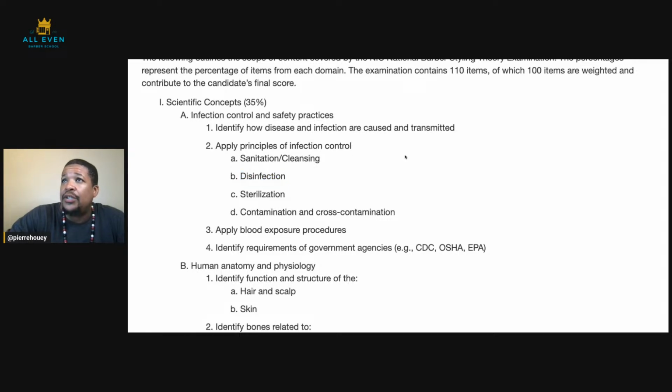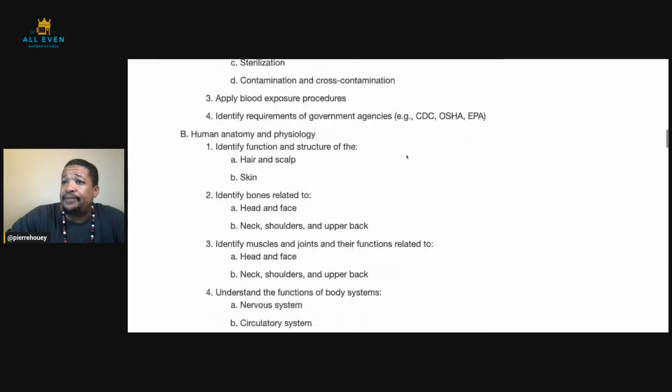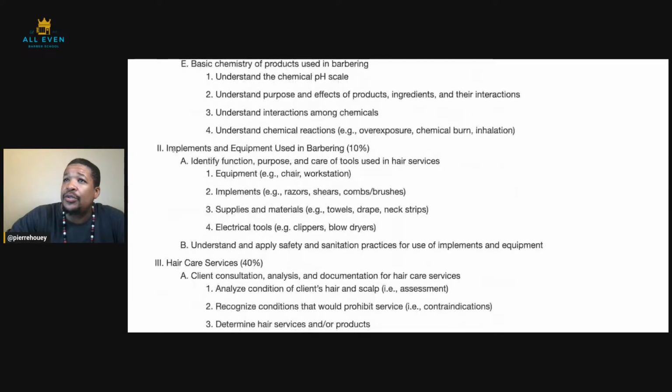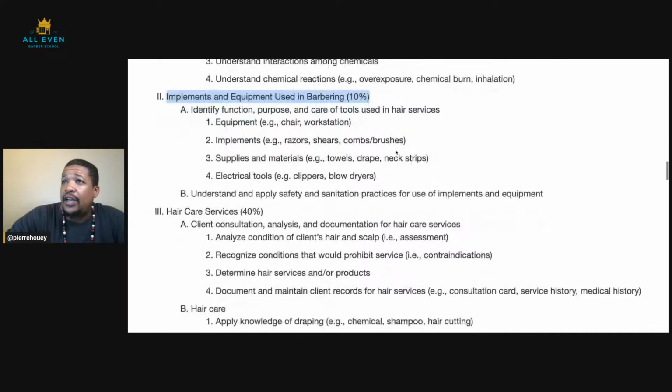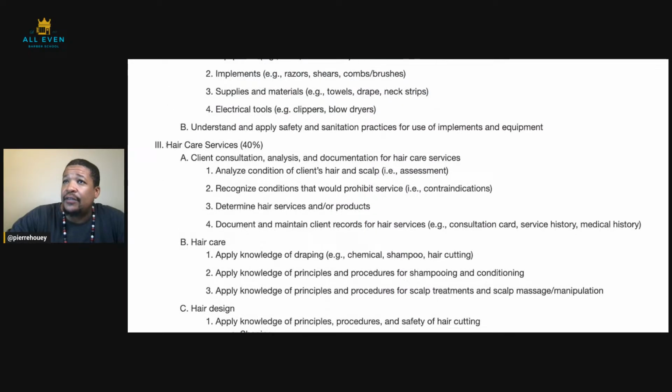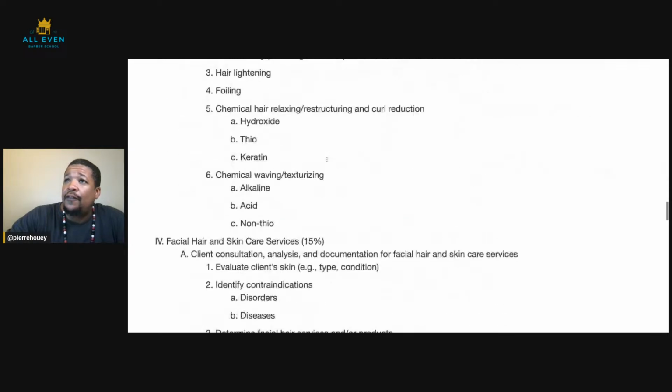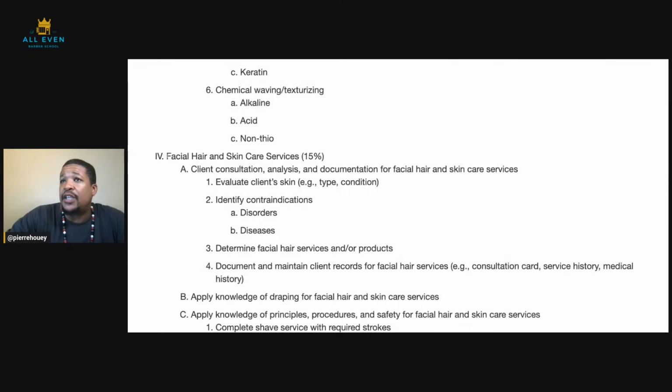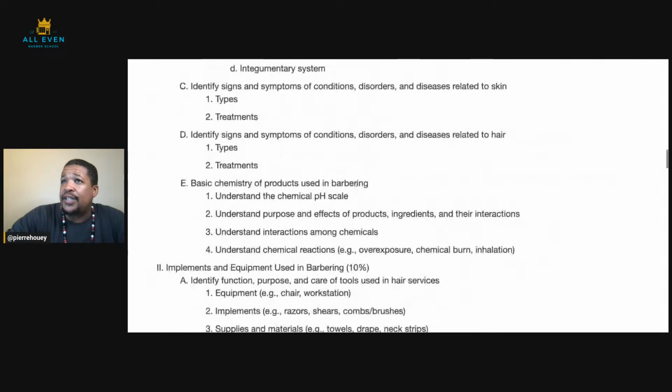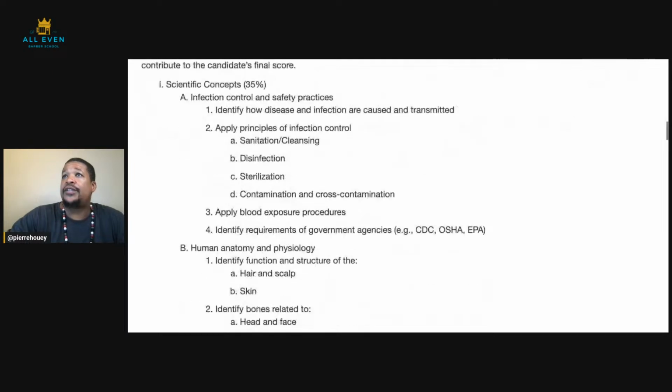All right. So scientific concepts, 35%. Implements, tools, and equipment used in barbering, 10% of exam content. Hair care services, 40% of exam content. And last, facial hair and skincare services, 15% of content. The one that we are talking about today, as I said earlier, is scientific concepts.